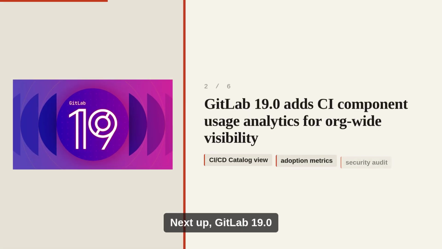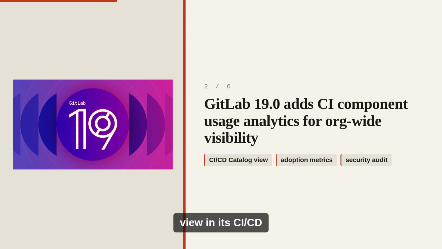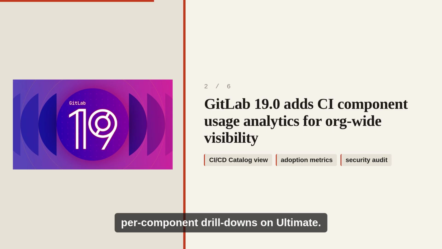Next up, GitLab 19.0 introduces a components analytics view in its CI/CD catalog. Platform teams can now see which shared pipeline components are being used, what versions are in play, and which projects depend on them. This feature is available across all tiers for overall adoption metrics, with per-component drill-downs on Ultimate. It's a big step forward for maintenance, security audits, and deprecation planning.